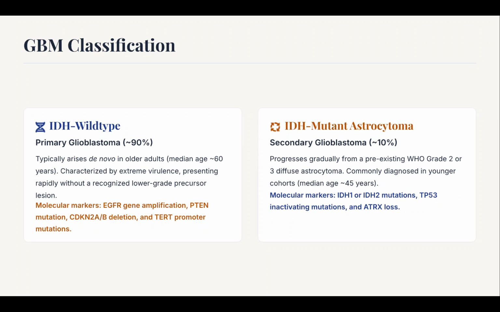Next, secondary glioblastoma. It progresses gradually from a pre-existing WHO grade 2 or 3 diffuse astrocytoma, commonly diagnosed in younger cohorts, median age group around 45 years. The molecular hallmarks in secondary glioblastoma are IDH1 or IDH2 mutations, TP53 inactivating mutations, and ATRX loss.